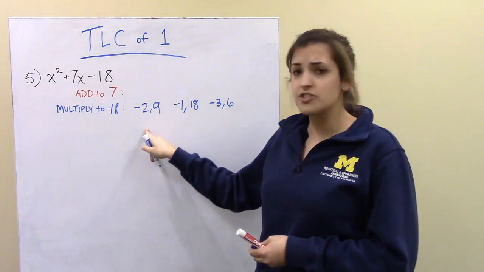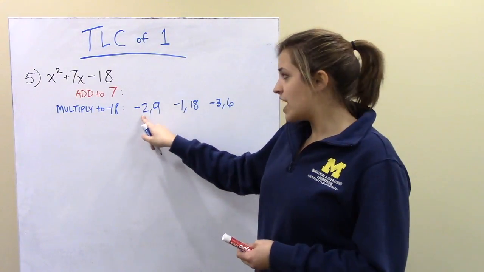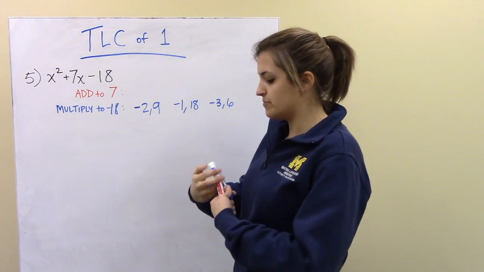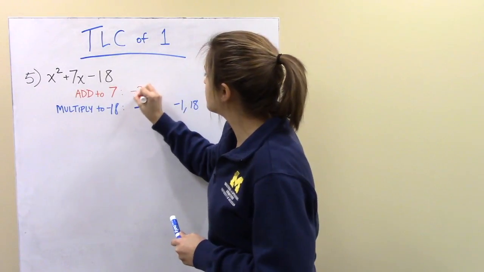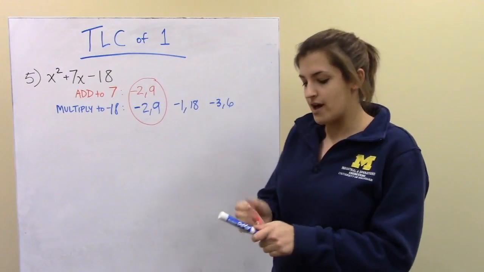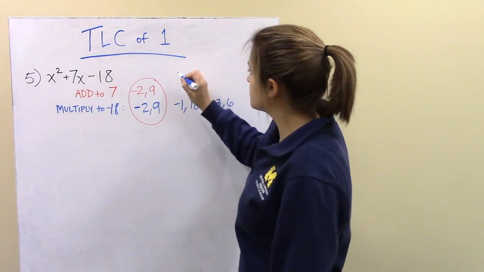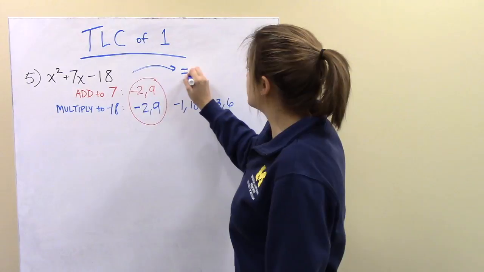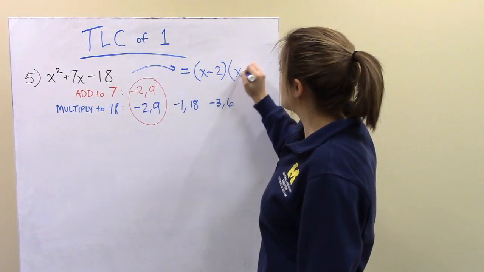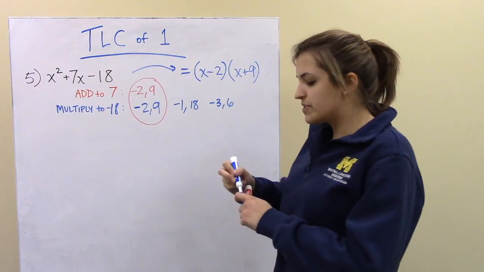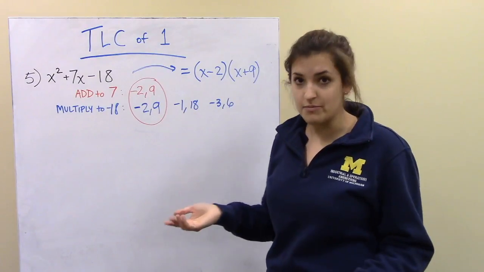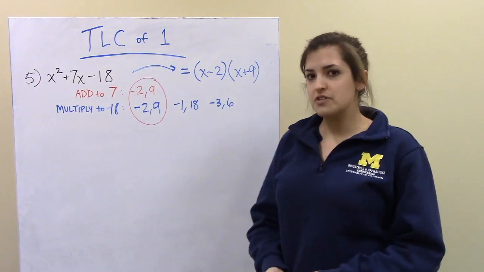Well, actually, our first choice adds to 7. Negative 2 plus 9 is 7. So that works. So we can write that in there. Negative 2 and 9. We have a pair. And now I can use those as my factors. So my factored form is going to equal x minus 2 times x plus 9. And again, this is really x plus negative 2, but I made it x minus 2. Same thing. All right, let's move on to a word problem.